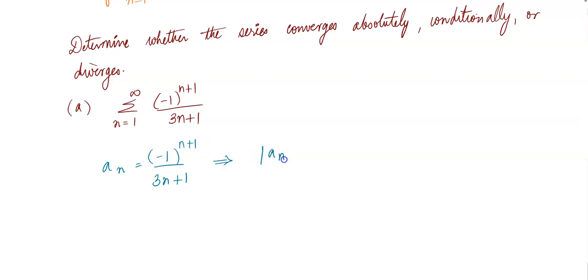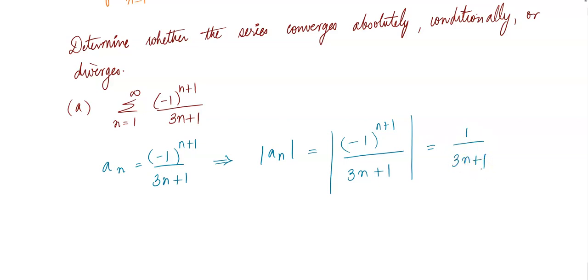This implies that if I take the absolute value of a_n, then I have to take the absolute value of negative 1 power n plus 1 over 3n plus 1. The numerator, negative 1, where the change in sign happens, would now be eliminated because of the absolute value. Absolute value always returns a positive answer. And your n in the denominator is a positive integer, so 3n plus 1 will always be positive. So this simply comes out as 1 over 3n plus 1, always positive.